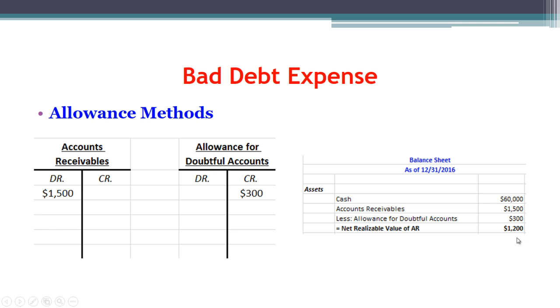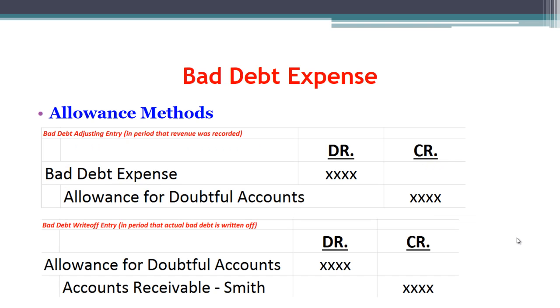So allowance, sometimes called a provision for bad debts or allowance for bad debts, offsets accounts receivables, so it has the opposite normal balance. The allowance for doubtful accounts is a contra asset. It has a normal credit balance, which is the opposite of an asset. We are increasing that allowance in this entry.